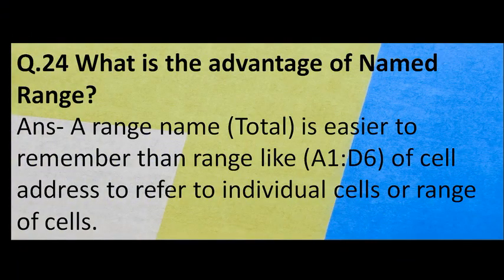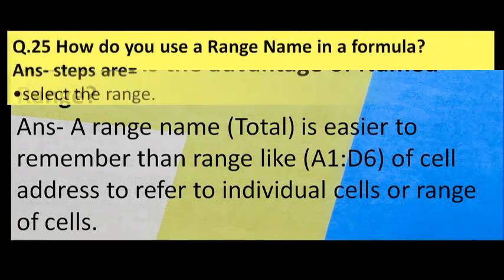Question number 24. What is the advantage of a named range? A range name is easier to remember than a range like E1 to D6 of cell address to refer to individual cells or range of cells.